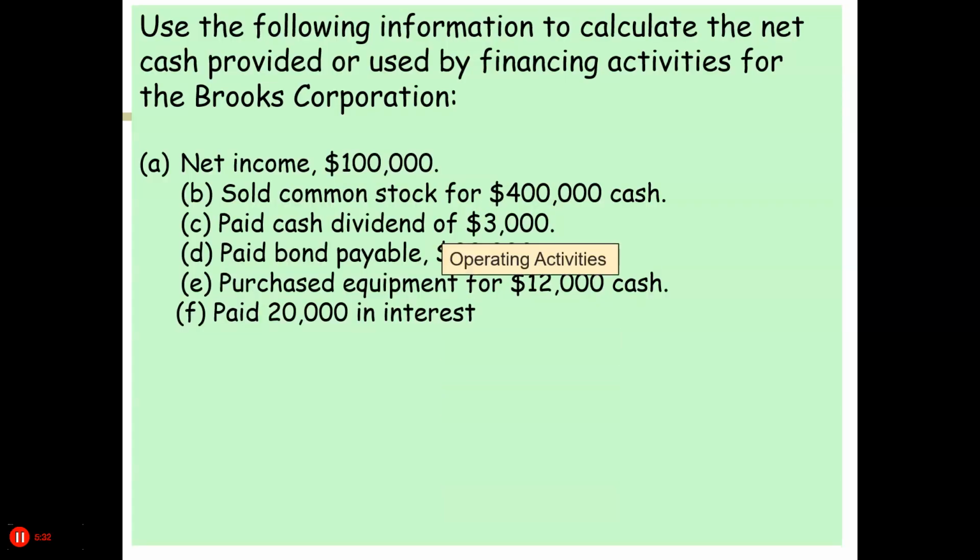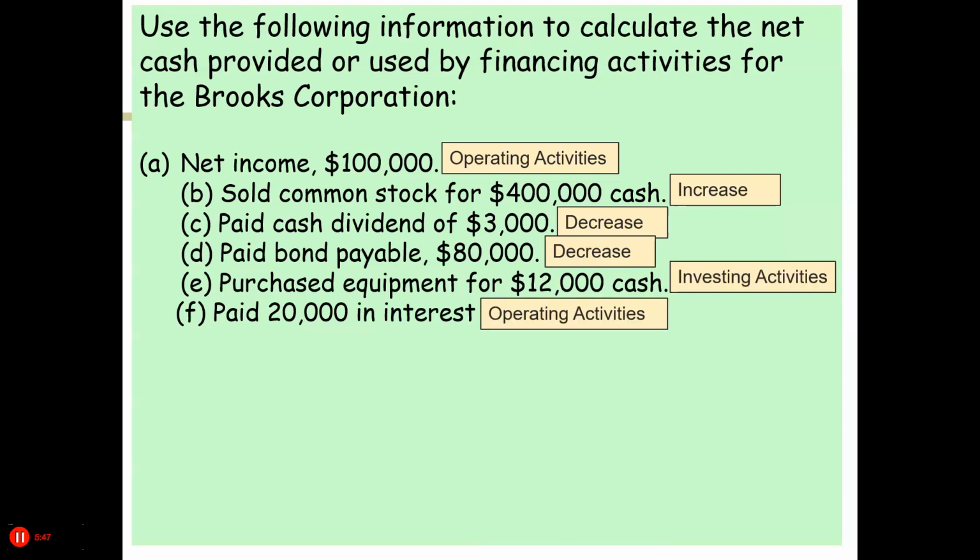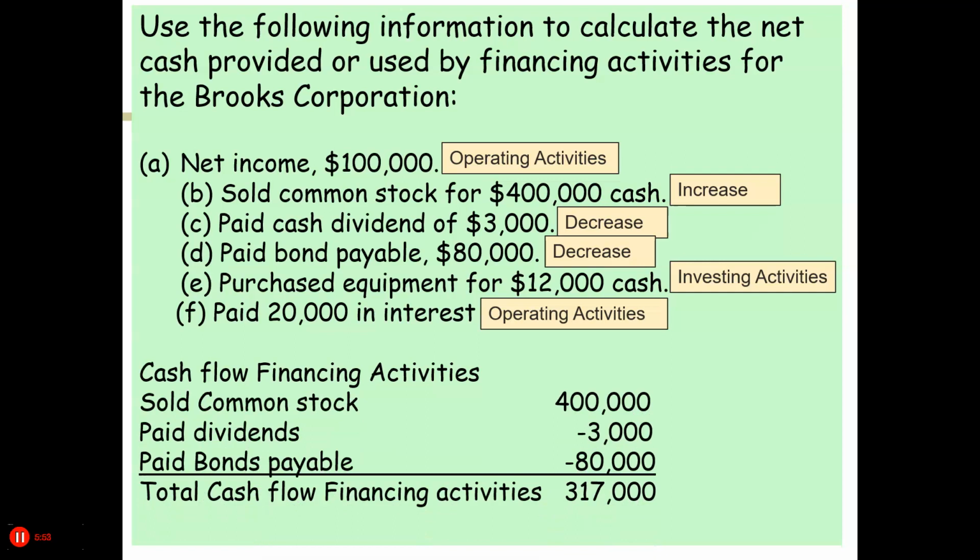So net income would be operations. We don't care about that. Sold stock, that would increase our cash for financing activity. Paid dividends would decrease it. Paid bonds would decrease it. Purchased equipment, we don't care. That's investing activities. Paid $20,000 in interest. Remember, anything involving interest is part of operating activities. So our cash flow from financing activities would look like this.